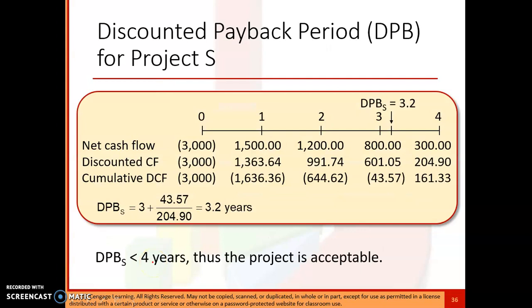Just like before with Project S, we have these cash flows, the $3,000 initial outflow and the receipts over the next 4 years. What we do is we present value the cash flows from each year. After the first year, we're discounting that $1,500 by 1 year. We recouped $1,363.64. The next year, we recouped $991.74.